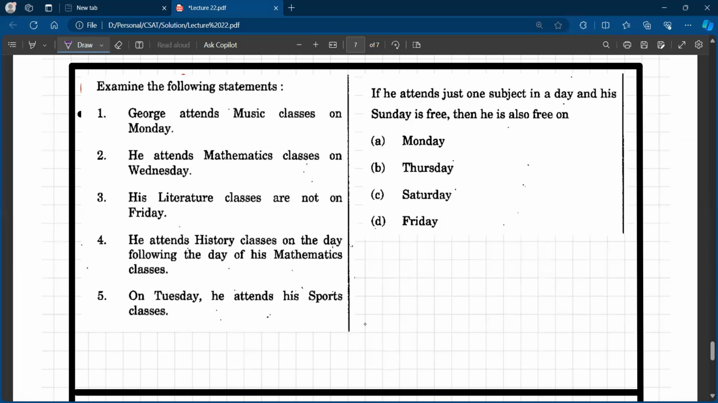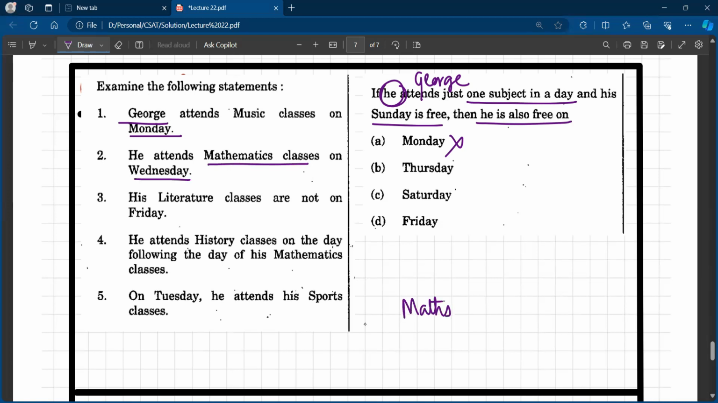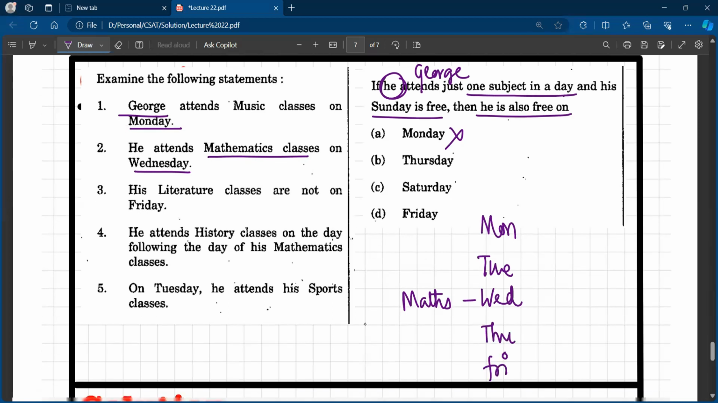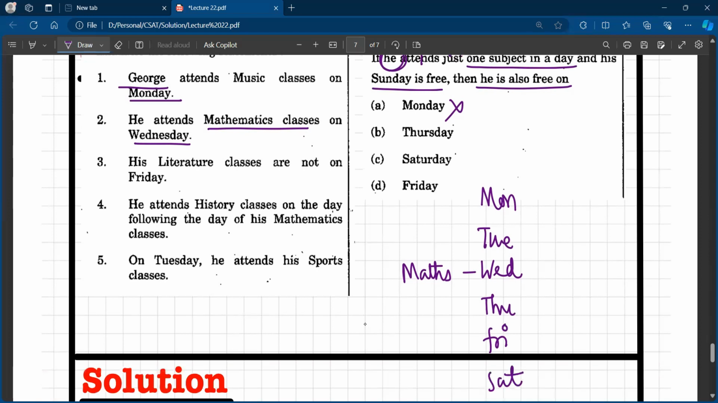If he attends, he means George here, attends just one subject in a day and Sunday is free, then he is also free on which day? George attends music classes on Monday. That means Monday will not be the answer, because that means George is occupied on Monday. He attends mathematics classes on Wednesday. So mathematics on Wednesday, Tuesday, Monday, Thursday, Friday, and Saturday. Clear?